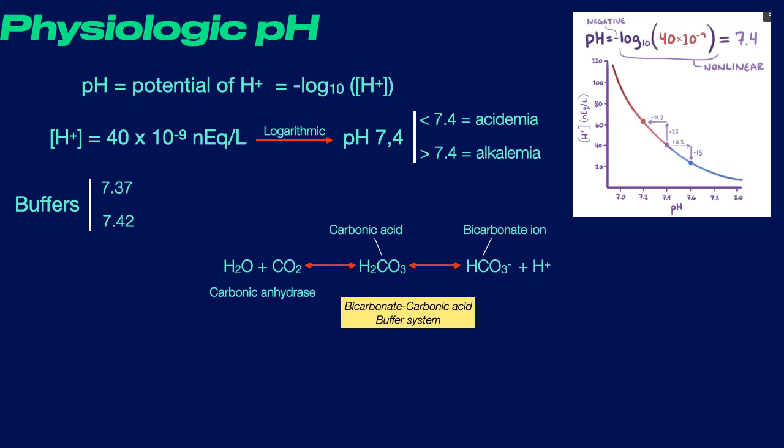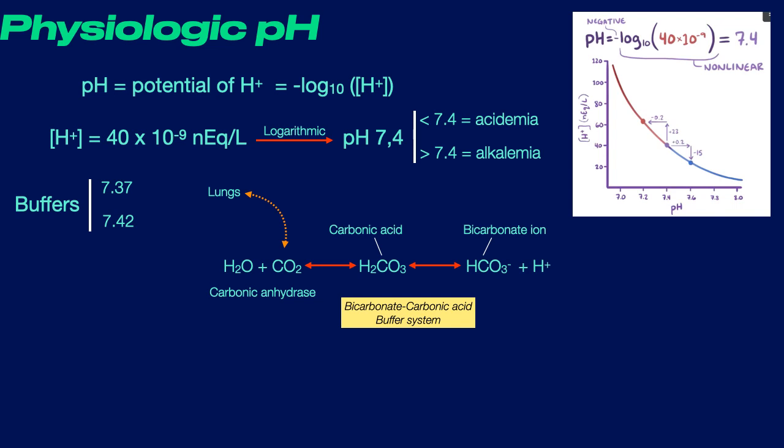Because carbonic acid is such a weak acid, when there are few hydrogen ions around, it will release its hydrogen ion and turn into bicarbonate. And when there are lots of hydrogen ions around, the bicarbonate will bind to one and form carbonic acid, which can go the other way around and split into water and carbon dioxide. And the carbon dioxide can be breathed out through the lungs.